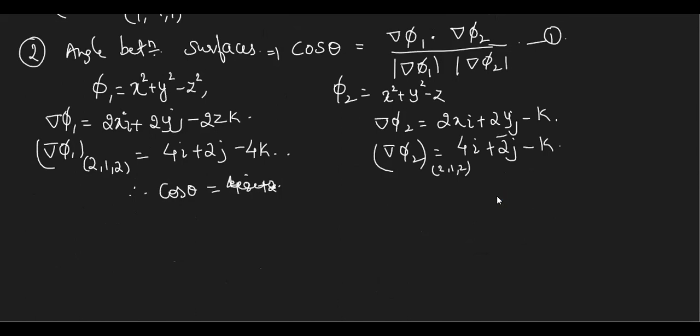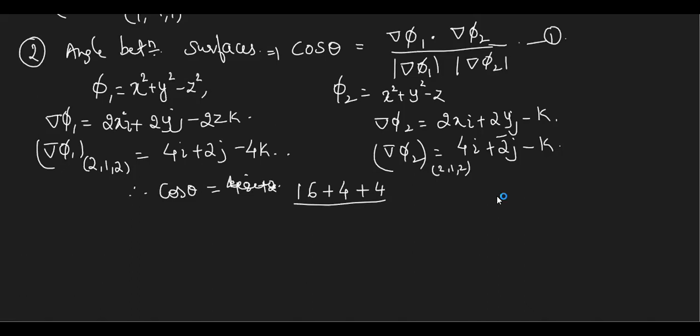4 4s are 16, 2 2s are 4, minus 4 into minus 1. What is del phi 1? Just calculate, take the calculator. 16 plus 4 plus 16. How much? 24.